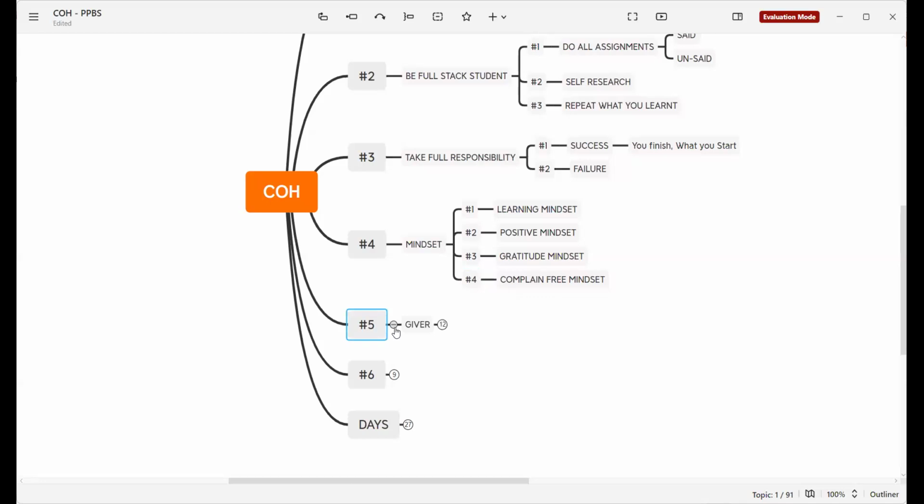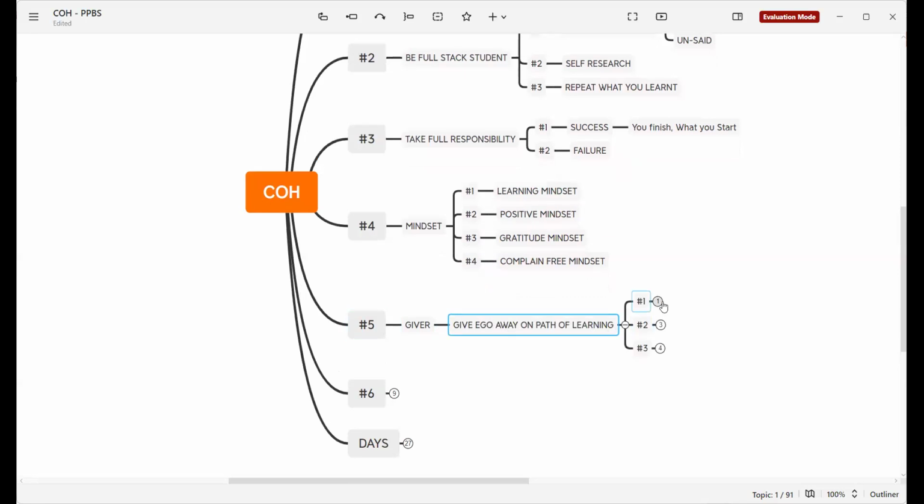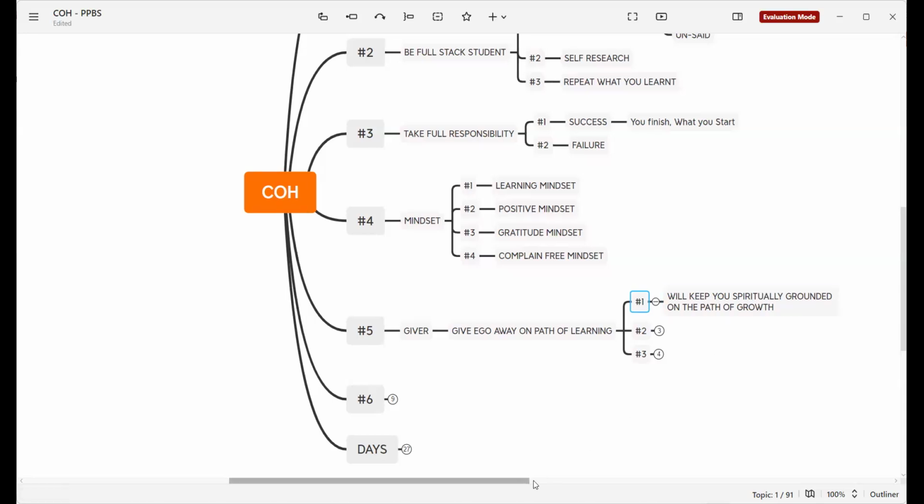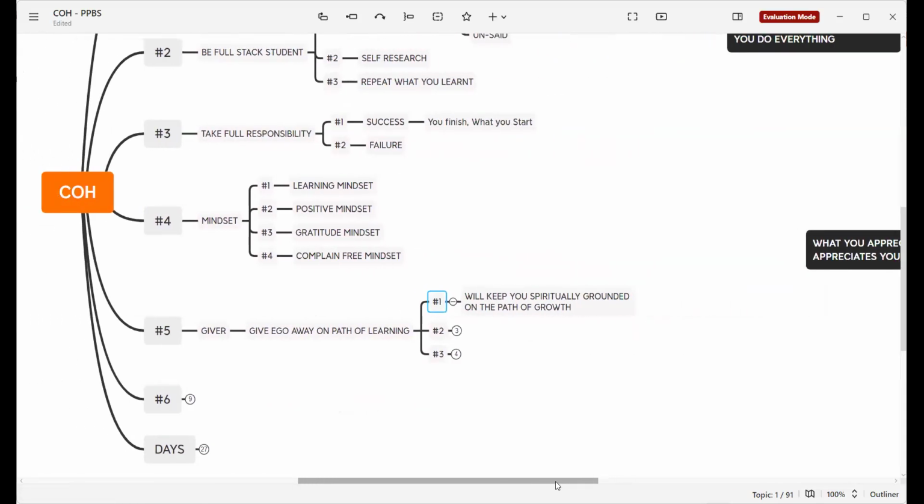And while you do so, you need to be a giver. When I say you need to be a giver, because a few percentage of learners come from a seasoned background, and for them it is very, very important. When I say being the giver, it means keeping ego away on the path of learning, that makes you more spiritually grounded on the path of growth. When I say spiritually grounded, it means your happiness level enhances, and happiness is the new productivity on the path of growth.